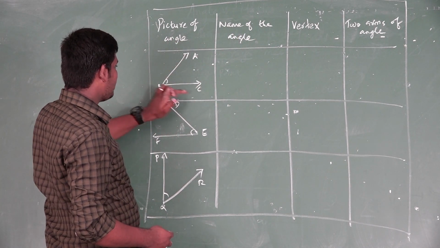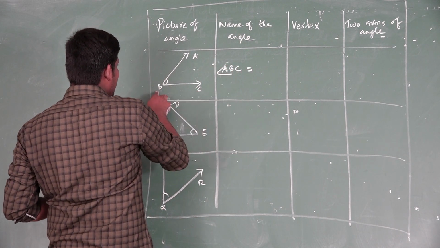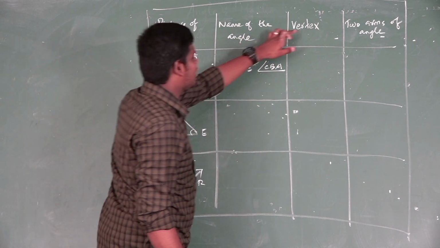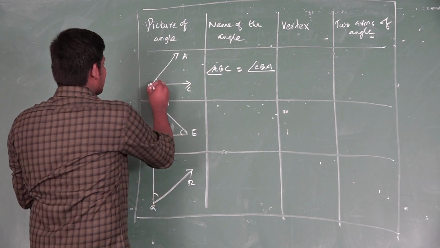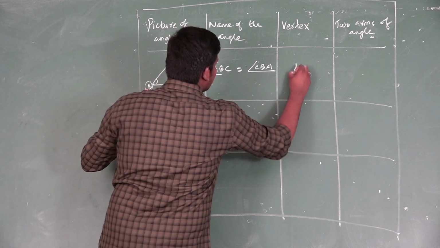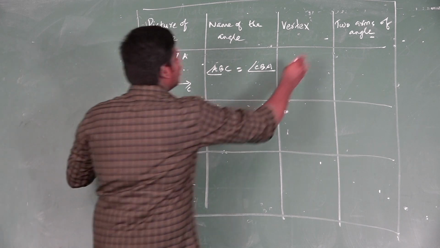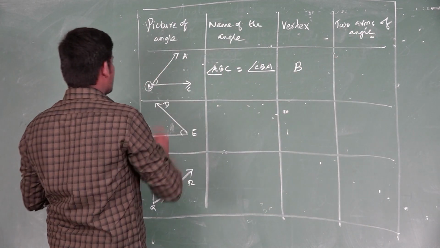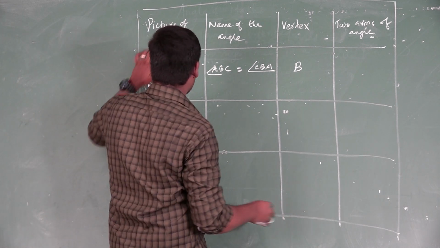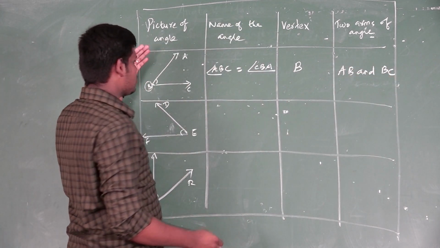So ABC is one name of the angle, and it is equal to CBA. Next we want to find the vertex. The common point where they meet at the center is called the vertex. Here the point B is called the vertex. And last is the two arms of the angle. AB is one arm and BC is the other arm. So we can write AB and BC.